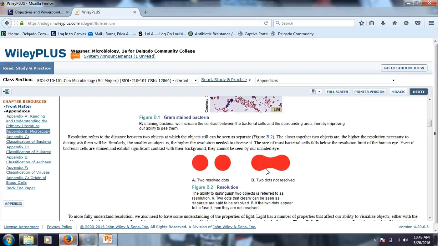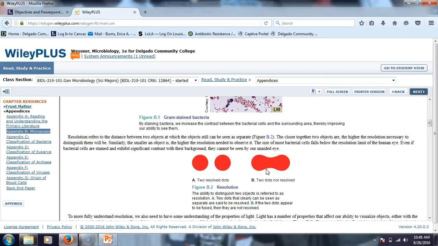Make sense? So with light microscopes, we're limited by using light. Electrons have smaller wavelengths, better resolution, but we can't see electrons, right? We need special devices to create those images for us. So with the light microscope, we're stuck within those confines of how good of a lens we can make and the wavelength of light.